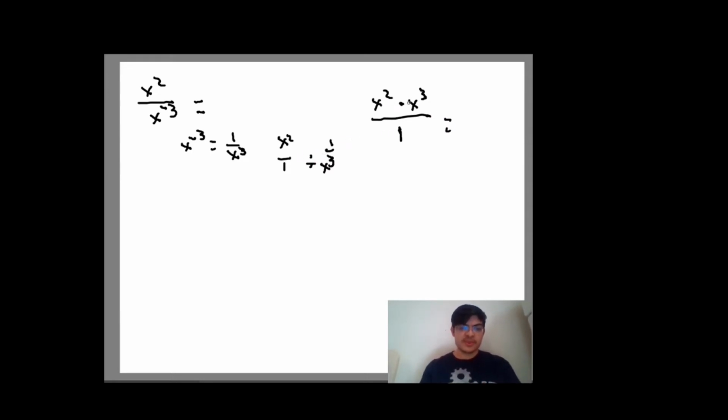And when you're multiplying exponents, you add them. So it'd be x to the power of 5 over 1. So we'll just be adding 2 plus 3 and still leaving it as the exponent, x to the power of 5.